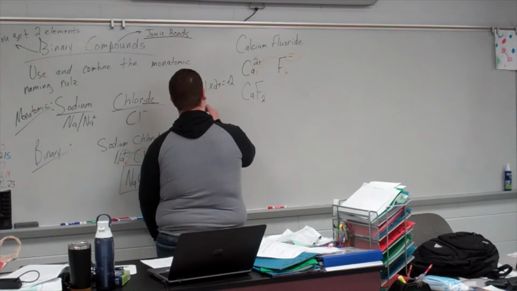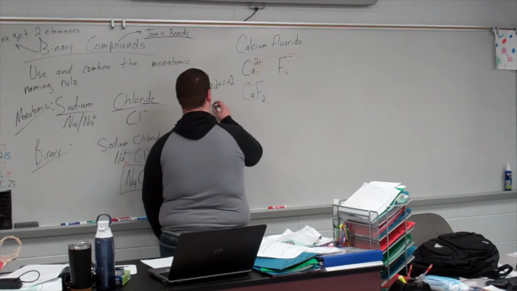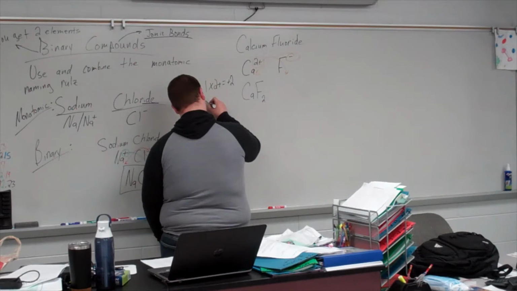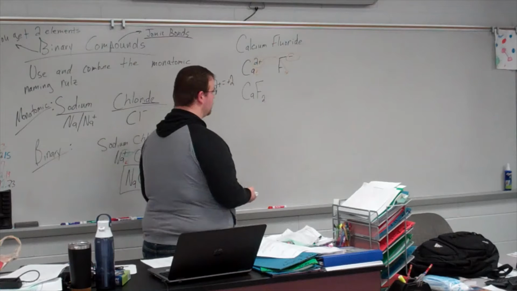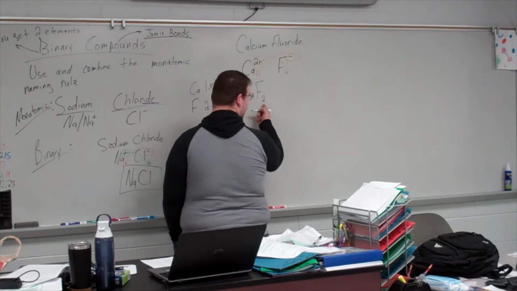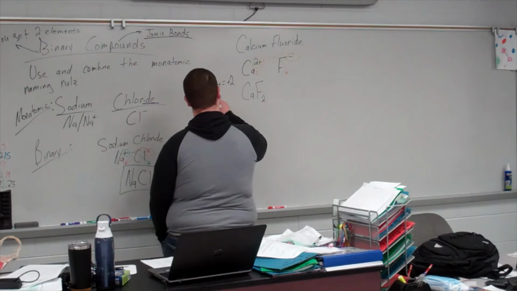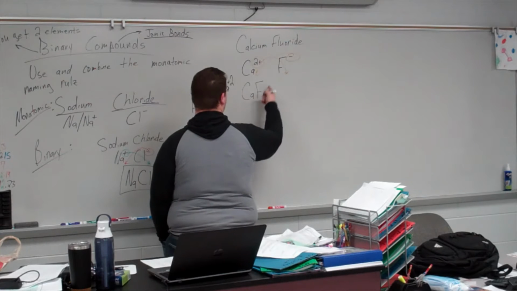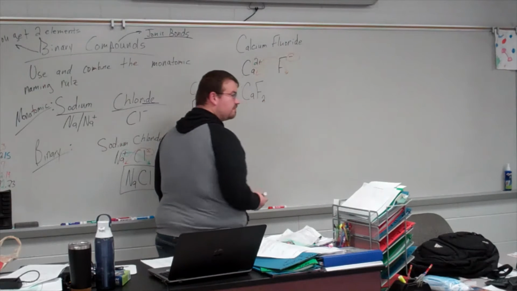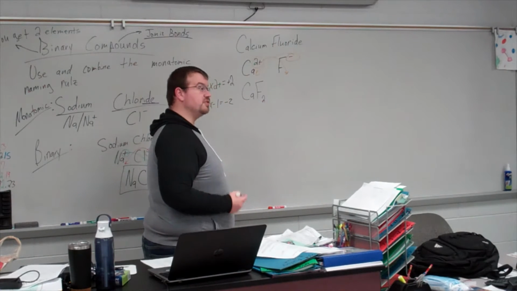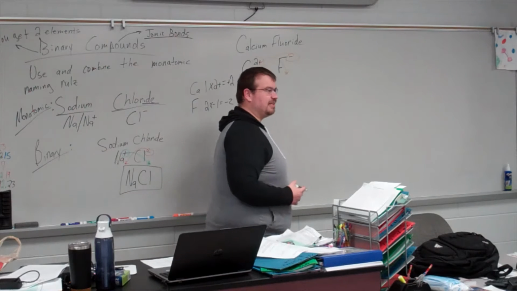Then look at fluoride. How many fluorides do I have? 1, 2. Okay, I was looking at that first one. I have 2 fluorides, right? Times what's the charge? -1, so that equals -2. Positive 2 plus -2 is 0, and this is why you would destroy the SAT. I love that.